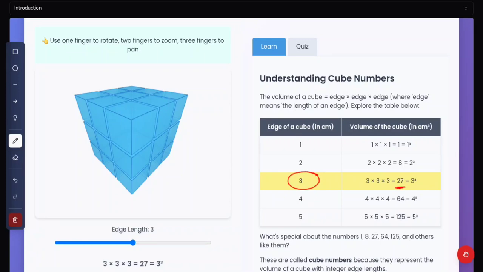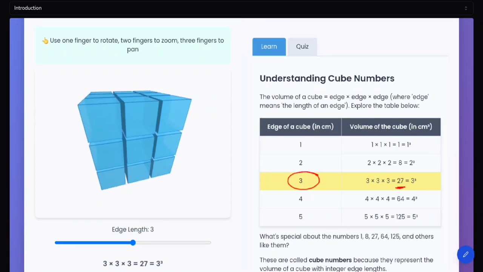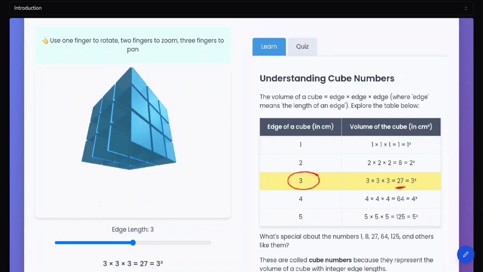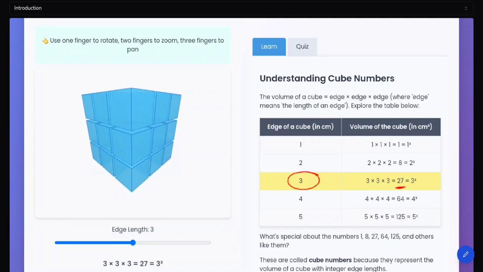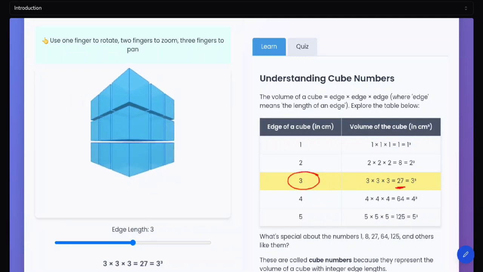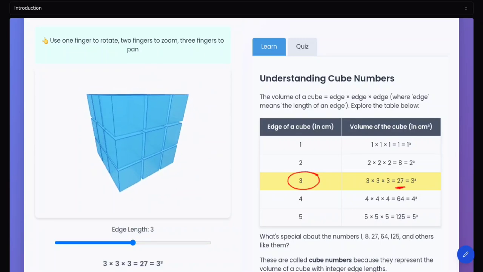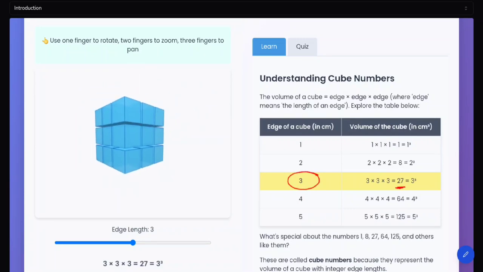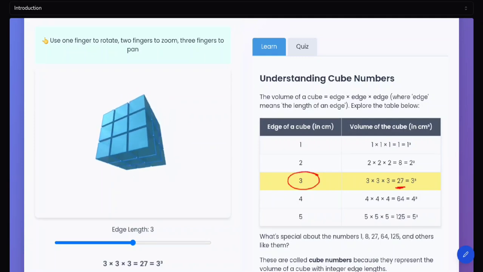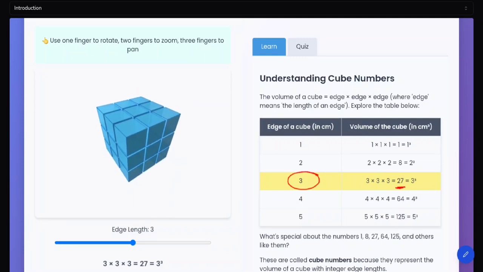Now if you count here, students, you will find that this entire big cube is made up of 27 cubic units or 27 unit cubes. The length is 3, the width is 3 and the height is also 3. You can clearly see here. Let me rotate properly so that all of you can see. So what we learned from here, students, is cube of a number means a number multiplied with itself 3 times.